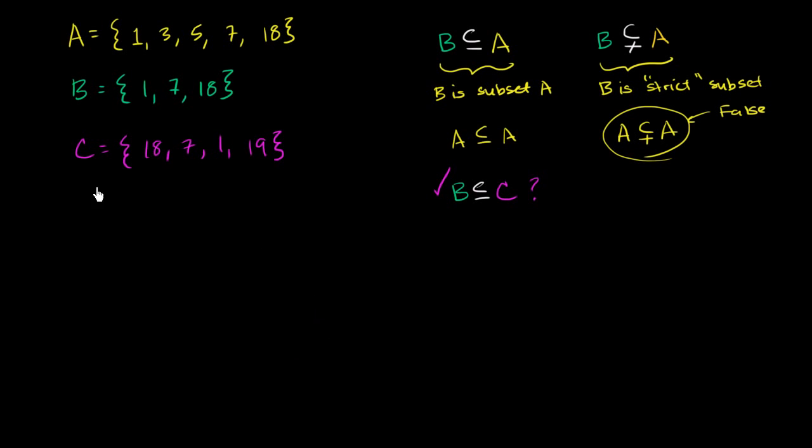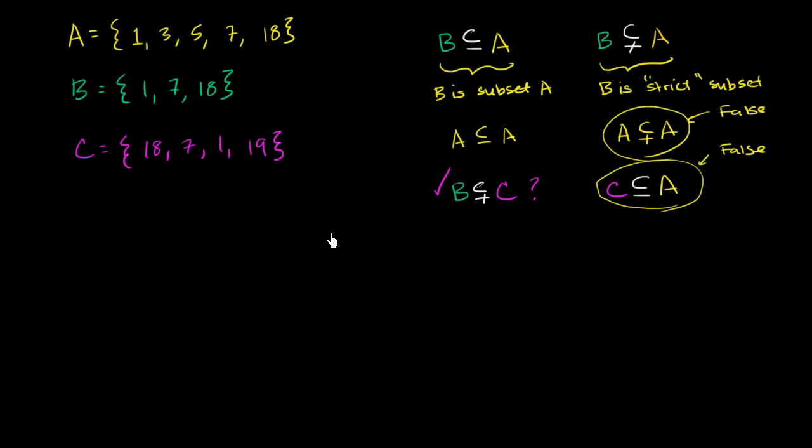Now, can we write that C is a subset of A? Let's see. Every element of C needs to be in A. So A has an 18, it has a 7, it has a 1, but it does not have a 19. So once again, this right over here is false. Now, we could have also written B as a subset of C, or we could even write that B is a strict subset of C.